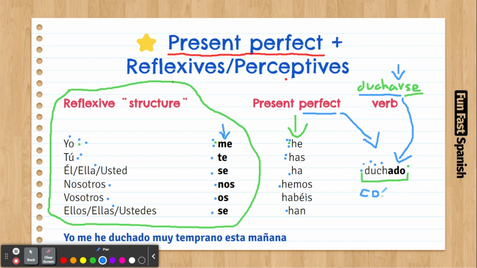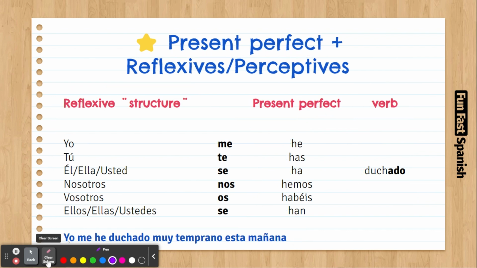And in this case, comer is an ER verb, right? Therefore, the ending here is going to be IDO. Comido, right? So that will be another example. Yo me he duchado muy temprano esta mañana. It's like, I have taken a shower very early this morning. That will be the example here. So, good. Now we're going to see later how to practice this. Let's have a look at present perfect plus perceptives.